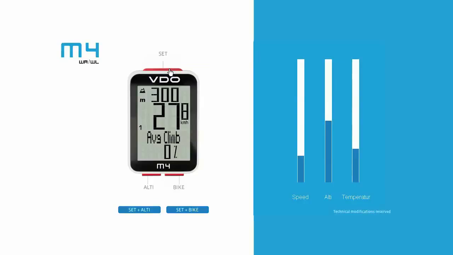Press the Bike and the Set buttons to start the trip section counter. The S icon appears on the display and the trip section time is immediately shown. Pressing the Bike and Set buttons again stops the trip section counter. Press and hold the Bike button to reset the trip section counter to 0.